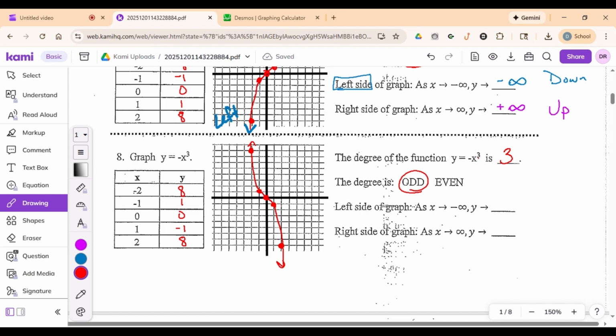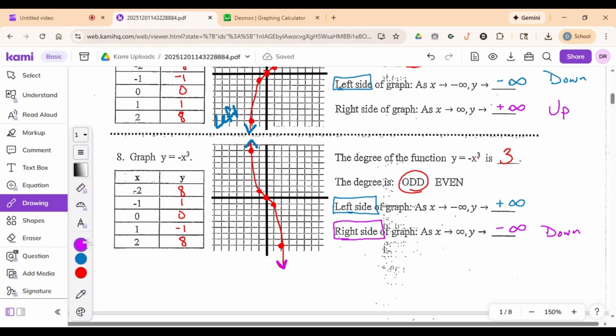The left side of this graph, you can look at it pretty quickly, and hopefully you're catching on to this. The left side of this graph is pointing up to positive infinity. The arrow on the right is again doing the opposite. That is pointing down to negative infinity. So the right side is pointing down, the left side's pointing up.